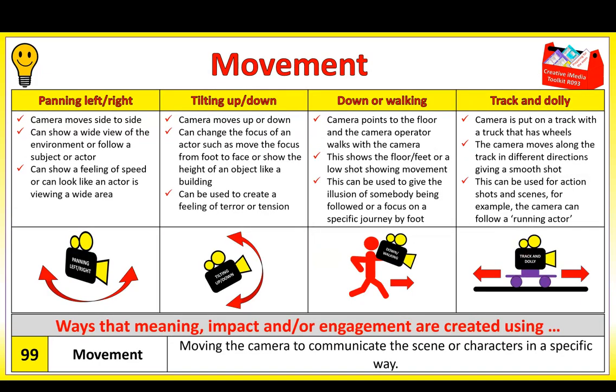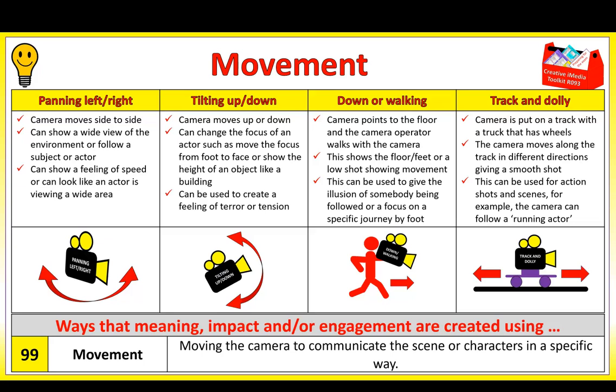Movement. Panning left to right. We generally do this on a tripod to make the movement smooth. Or sometimes we use a little device called a gimbal, which is an electric device that can move a camera around smoothly. And this can show the environment from a wide perspective. It can also give a feeling of speed as you're moving from left to right.